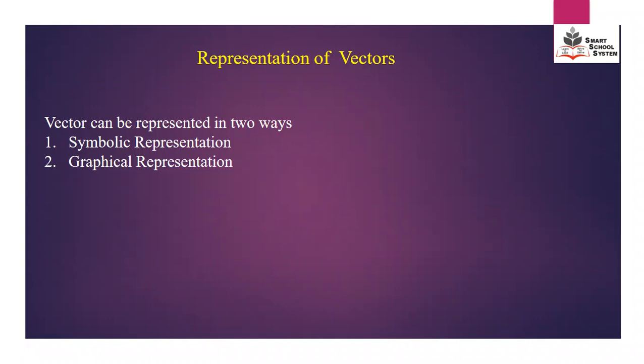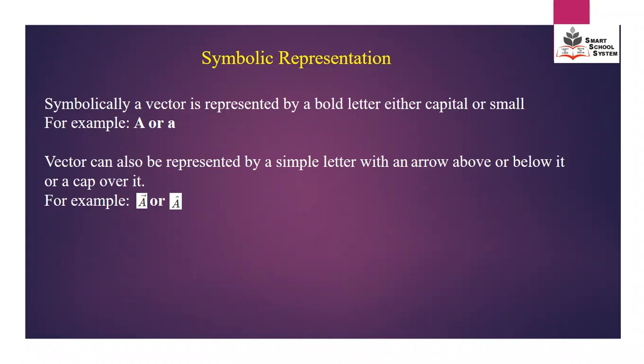Representation of vectors. Vector can be represented in two ways. The first one is symbolic representation and the second is graphical representation. Symbolically, a vector is represented by a bold letter, either capital or small. For example, capital A or small a, but it will be a bold letter. Vector can also be represented by a simple letter with an arrow above or below it or a cap over it. For example, the first one is capital A and we can see an arrow above, or a cap above in the second example.